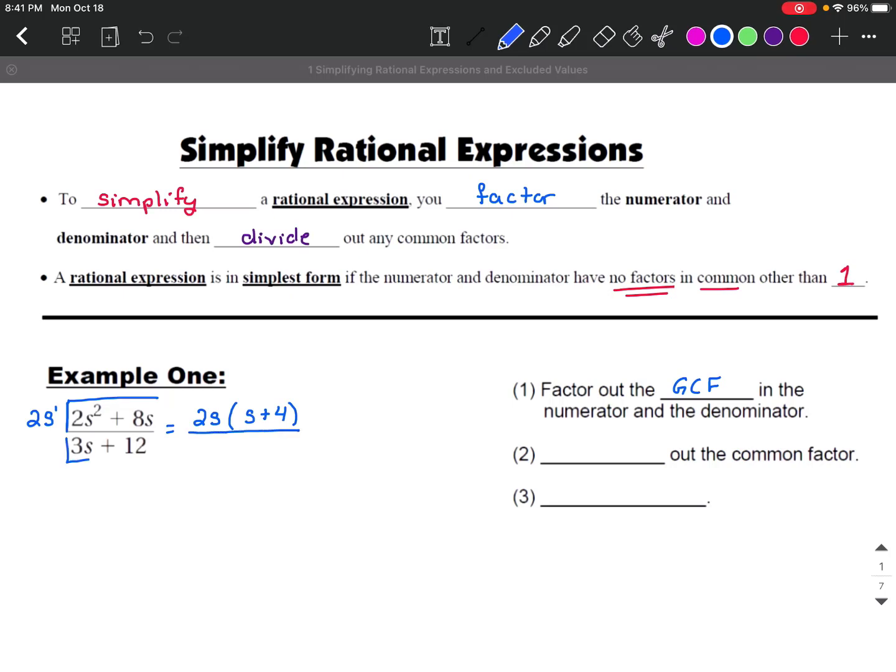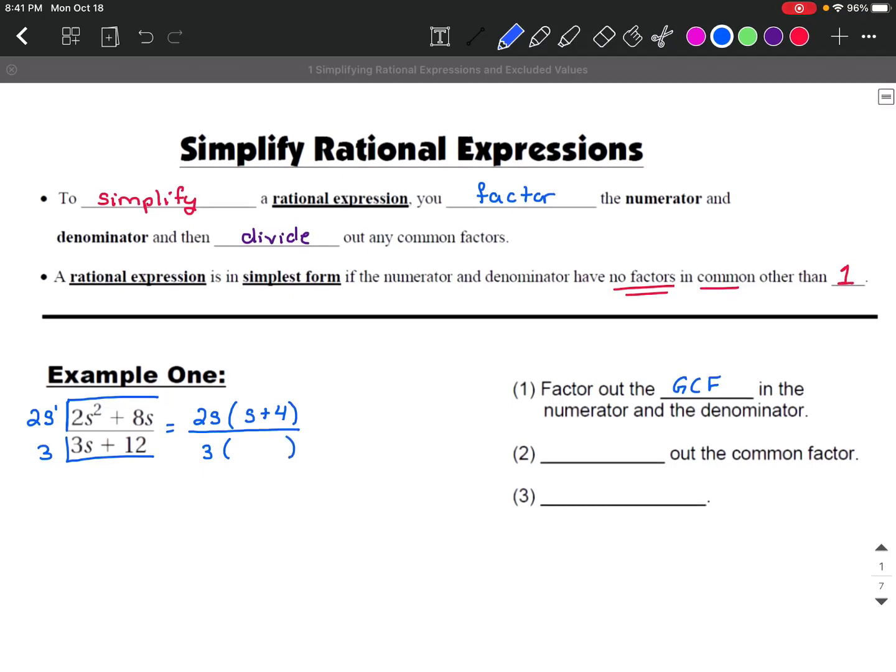Now let's do the bottom. What do they have in common? What number goes into 3 and 12? That would be 3. Do they have a letter in common? No, they do not. So we write the 3. We open up a set of parentheses. Now, 3s divided by 3. The 3's divide to 1. We get s. Plus 12 divided by 3 is 4.